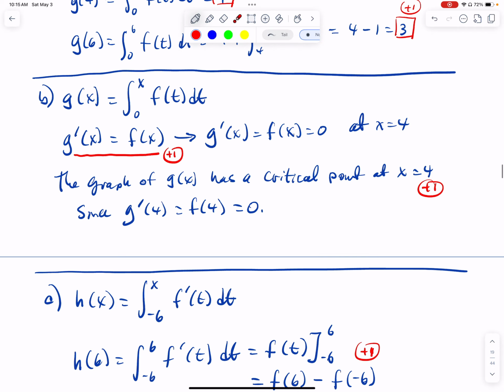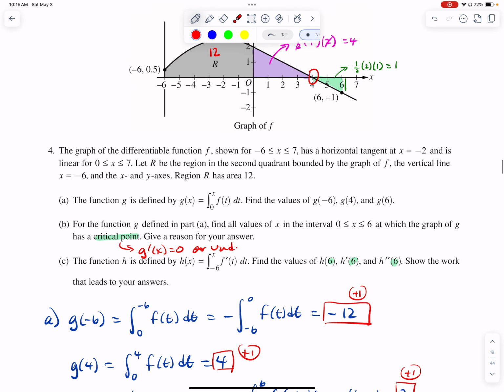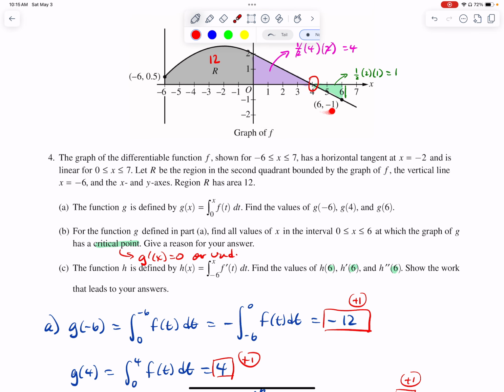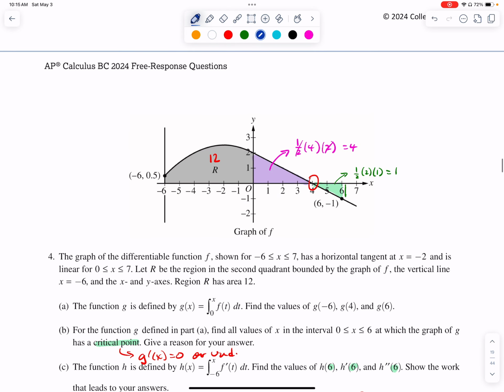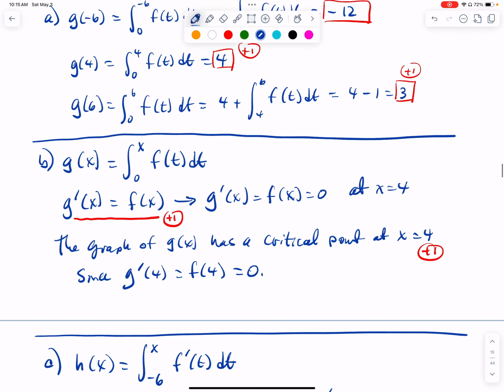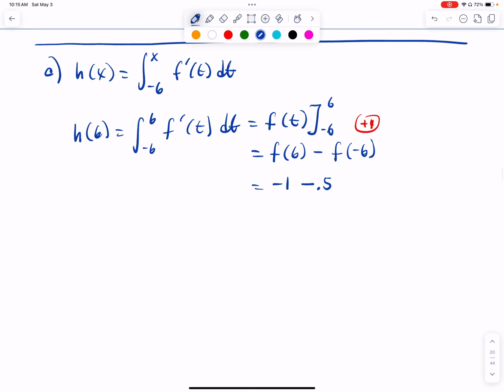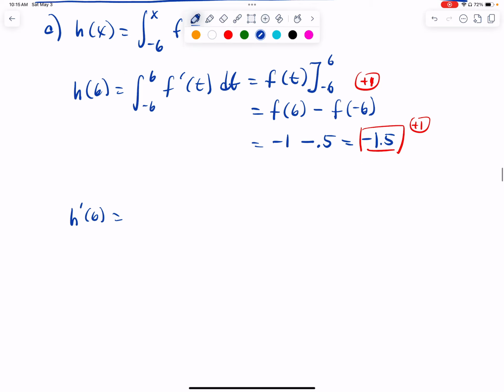We have these values because it's just straight from the graph. F of 6, they even give us an ordered pair. It's -1. So this is equal to -1 minus f of -6. F of -6 is 0.5, so a -1.5 there. Okay, and that's probably a point. And we're looking for, I believe it's h prime of 6, right?